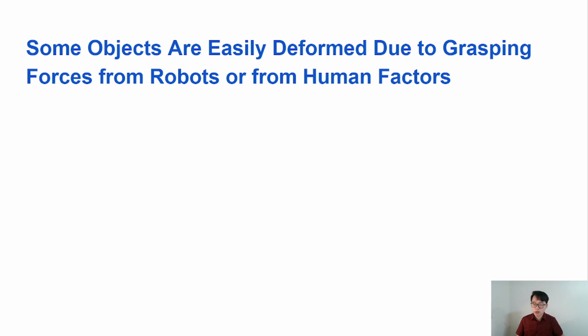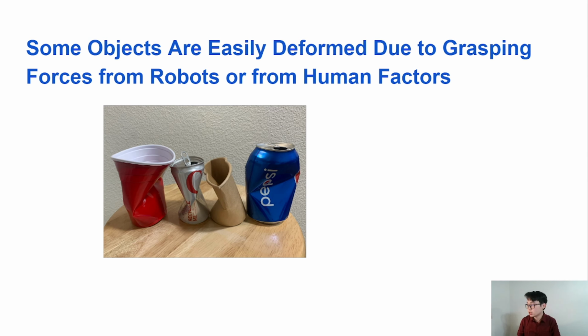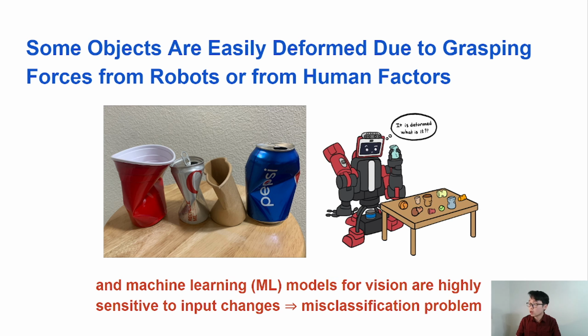But we all know that some objects are easily deformed due to the inefficient grasping force of robots, for example, human factors. For example, we have a can right here, and if I squeeze it and grab it, the can will become deformed. This makes it a challenge for the robots to classify those objects in the deformed shape, to grasp them efficiently in later manipulation. So in brief, here we solve the problem called the misclassification problem.